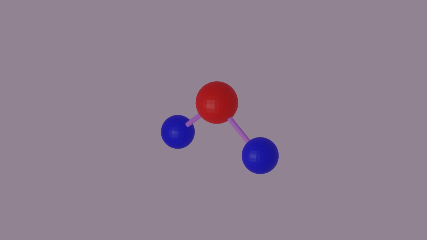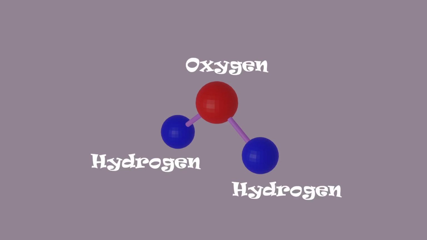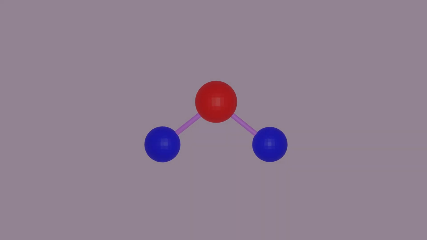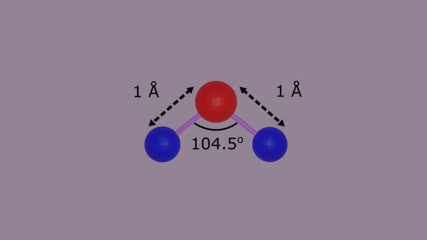Okay, so now that the general idea of what we're going to do is in place, let's think a little bit about what we are going to simulate. Water. What is water? Let's have a closer look at the water molecule. It consists of two hydrogen atoms bonded to an oxygen atom. The distance between the oxygen and the hydrogen atoms is 1 angstrom, and the hydrogen-oxygen-hydrogen angle is 104.5 degrees.